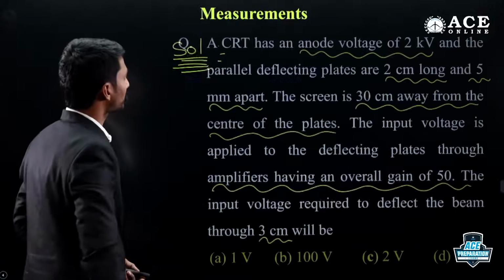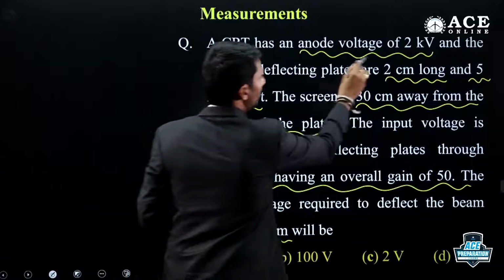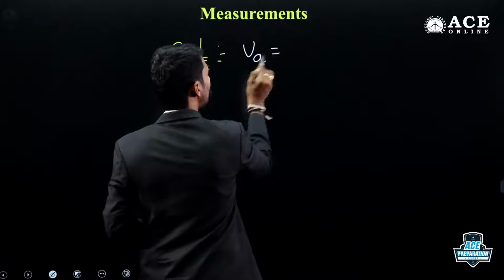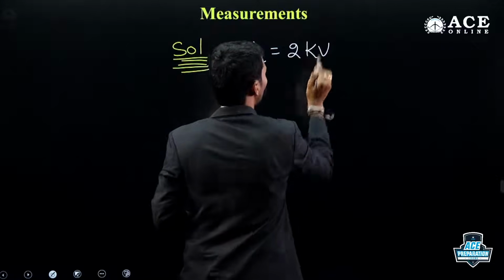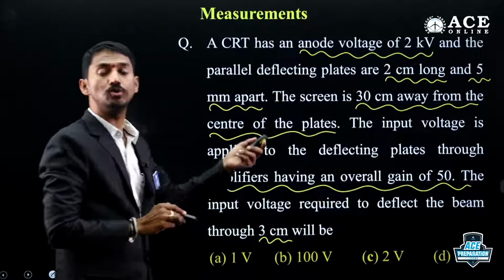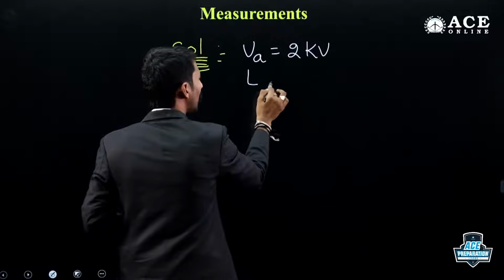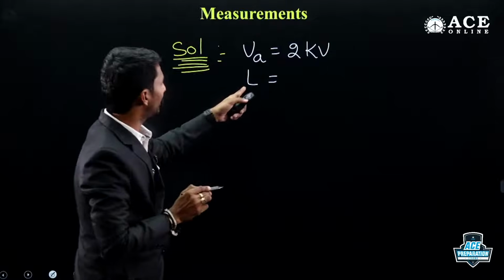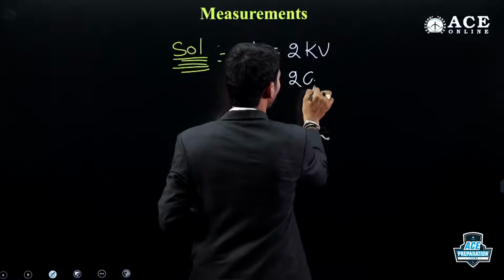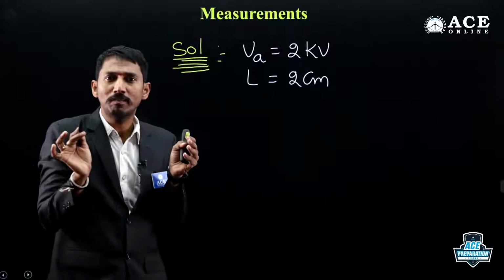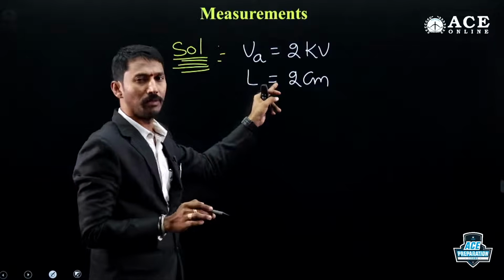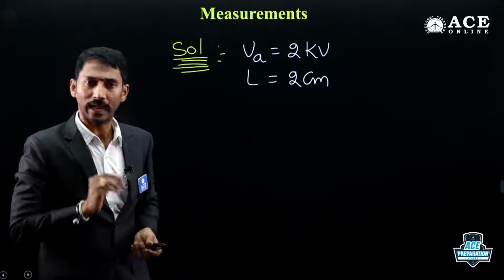Right. What is the given data? Anode voltage of 2 kilovolt. Anode voltage, nothing but final anode voltage, we say VA, 2 kilovolt. Okay. Next. The parallel deflecting plates length, 2 centimeter. So generally, the length of the plates I am taking as capital L, for example. What is it? 2 centimeter. But here the problem is all must be converted into meters, then simplification will be easy. That is the point.